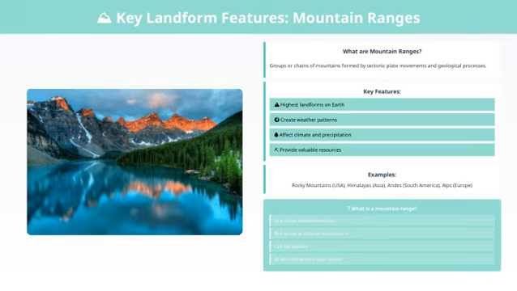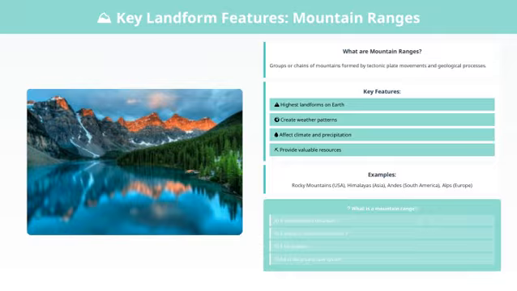Mountain ranges also provide valuable resources such as minerals, water sources, and even tourism opportunities. You'll recognize some of the most famous examples around the world, like the Rocky Mountains in the USA, the Himalayas in Asia, the Andes in South America, and the Alps in Europe.